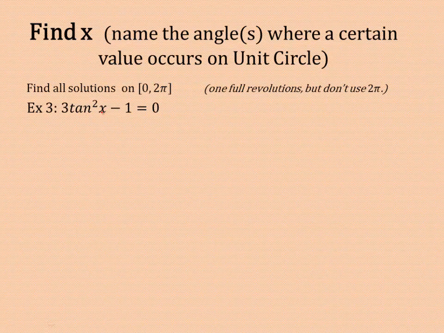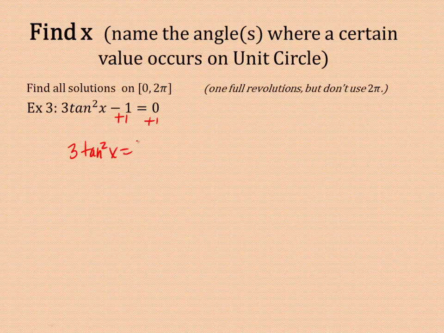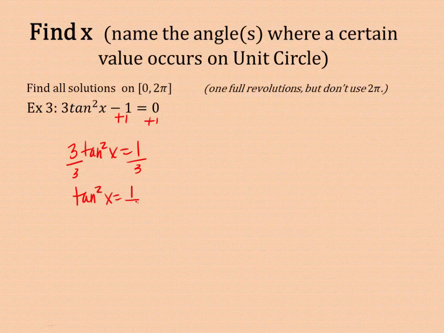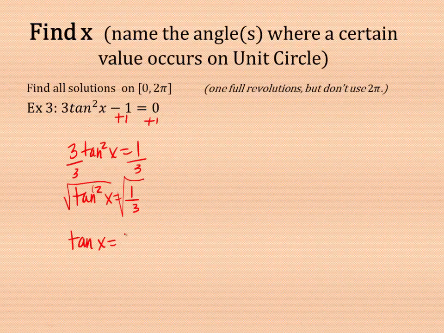3 tangent squared x minus 1. First thing I want to do is add 1 to both sides. Then I would divide by 3. So I have tangent squared x equals 1 over 3. Now, notice it's squared. How do you undo that? You take a square root. Now, one thing you need to be careful of, when you take the square root, you have positive and negative results. So I do that.